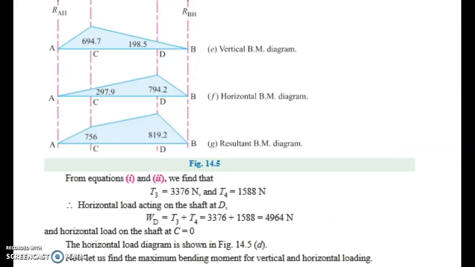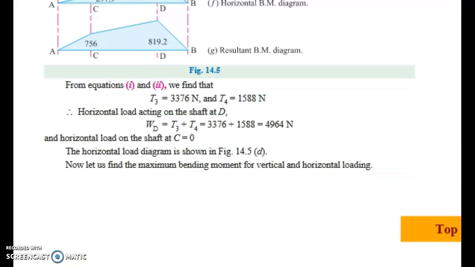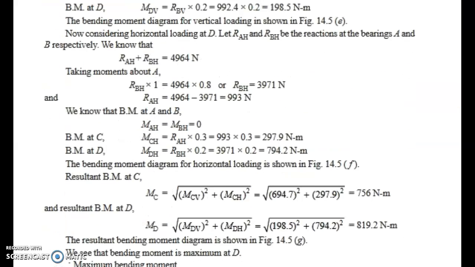I can show that figure. This one is the horizontal bending moment diagram. At point C, that is equal to 297.9, and at point D, 794.2. So we will get the vertical bending moment and horizontal bending moment separately. Now we can combine them to calculate the resultant bending moment. I can explain how we can find the resultant bending moment.